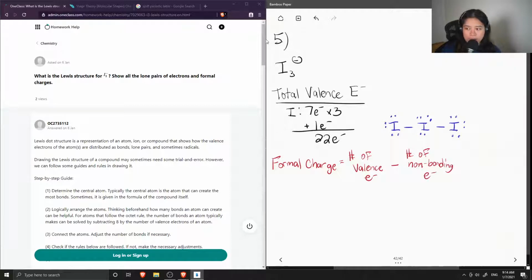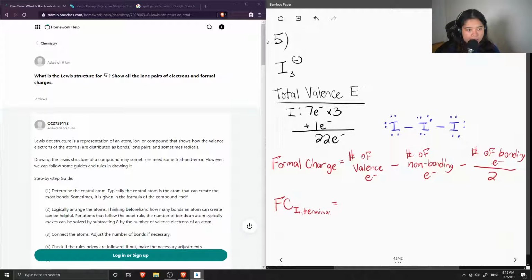So these are the electrons in the lone pairs minus the number of bonding electrons divided by 2. So first, let's look at the formal charge of the iodines that are terminal, so that are on the left and the right of the central one. Since they're the same, that's why I didn't specify which one.